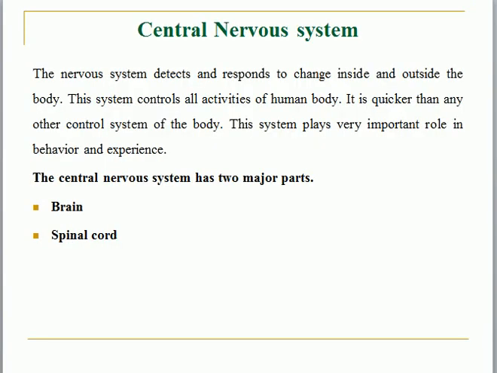So the central nervous system, which is the main system in the human body, is composed of the brain and spinal cord. This system detects and responds to changes inside and outside the body. It controls all activity of the human body. It is quicker than any other control system of the body.